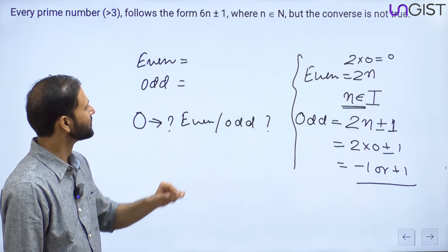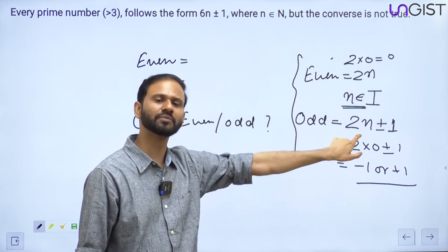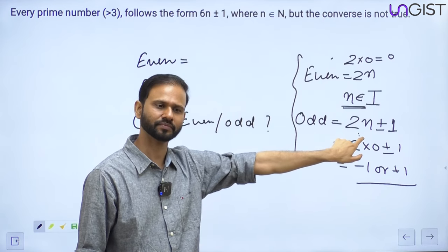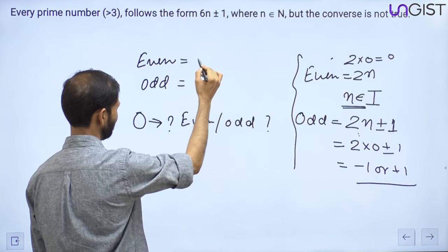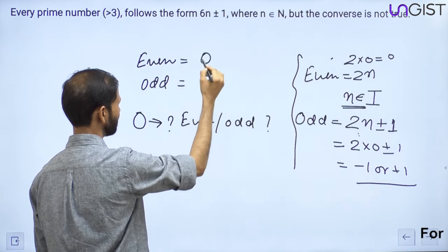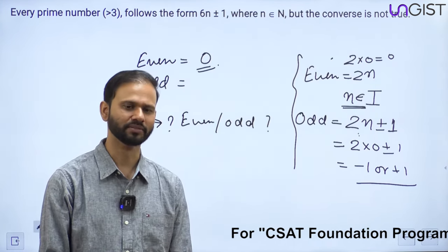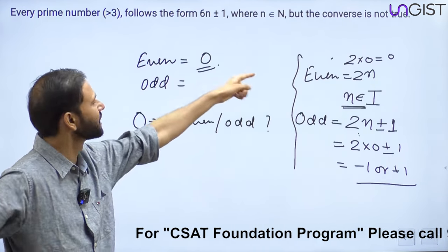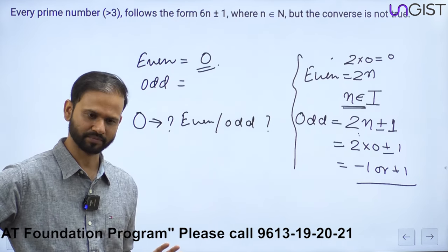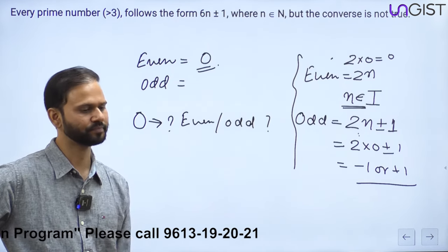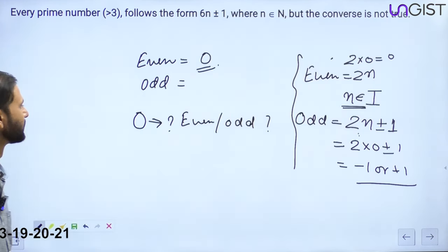सो गाइज, यू नो व्हाट? Zero can be represented in this form, but this form never will become zero. Correct? So that's why by default, zero is considered as an even number. Zero is an even number, right? Because zero can be represented in the general form of even number. Guys, clear? Okay? Okay, right? Everybody fine? Okay.